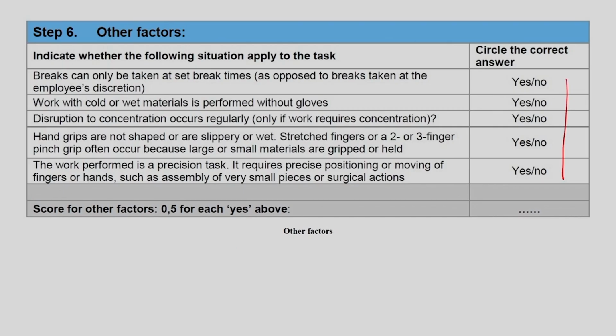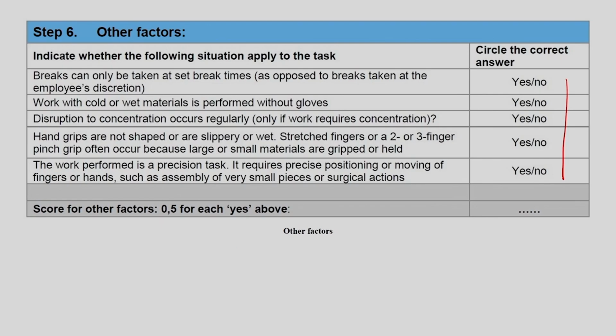So it is a dichotomous variable. Work with cold or wet materials is performed without gloves. So you can understand that it is talking about personal protective equipment, exposure to extreme environmental and thermal conditions. Disruption to concentration occurs regularly. There is some kind of external factor which is causing disturbance in the actual job. Hand grips are not shaped or are slippery or wet.